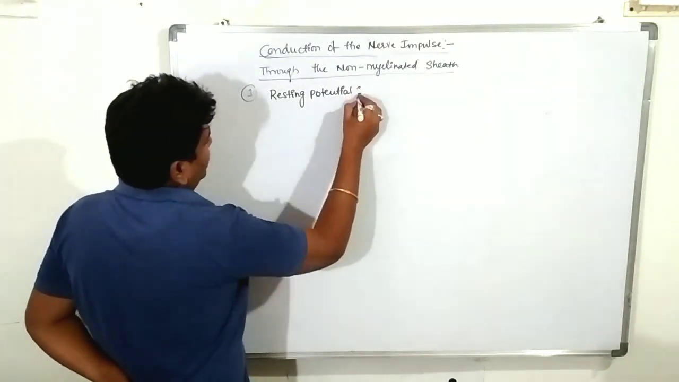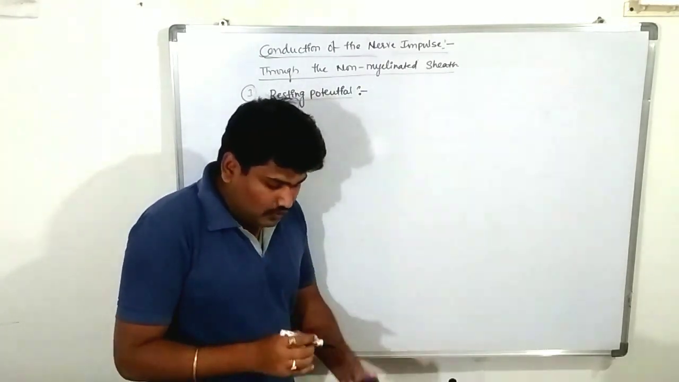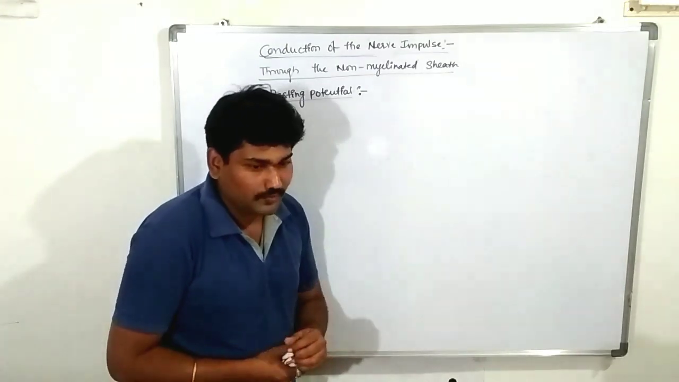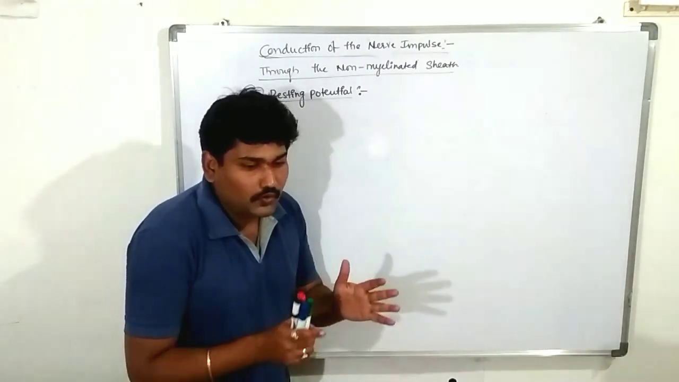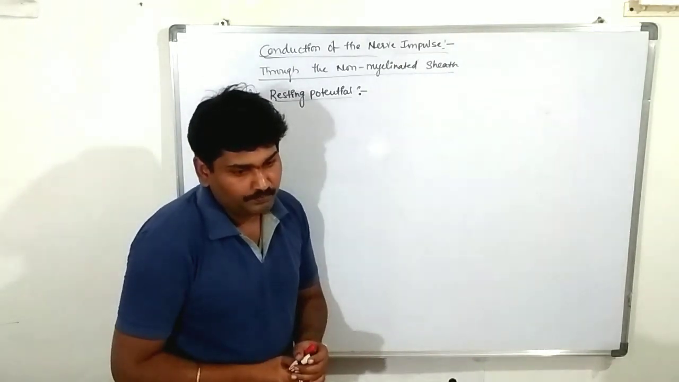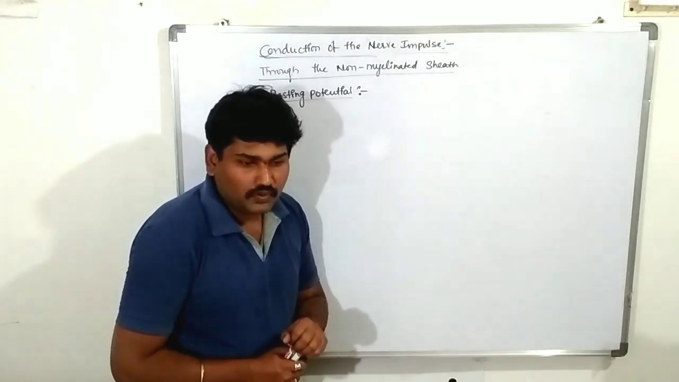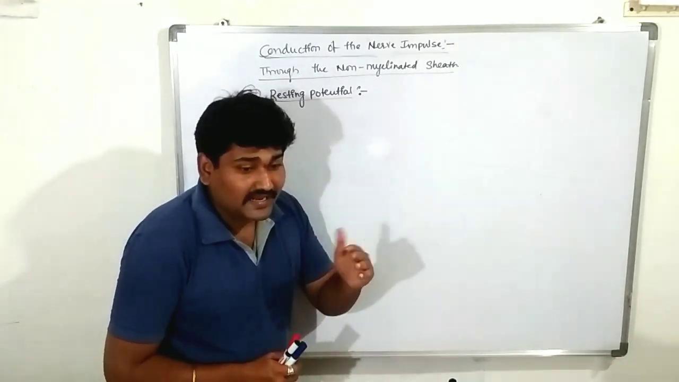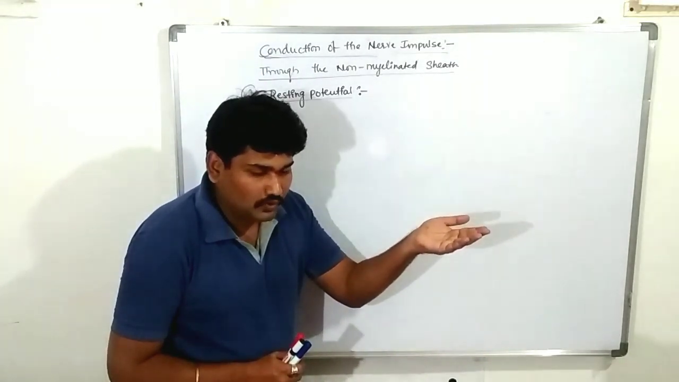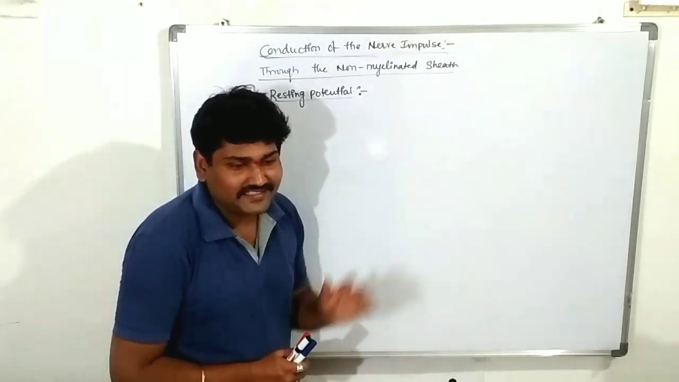What is the resting potential? On the surface of the axoplasm, the sodium and potassium ions are always in resting condition, meaning no stimulation has occurred. So the ions never exchange between the cytoplasm and the outer surface. That condition is called the resting potential.